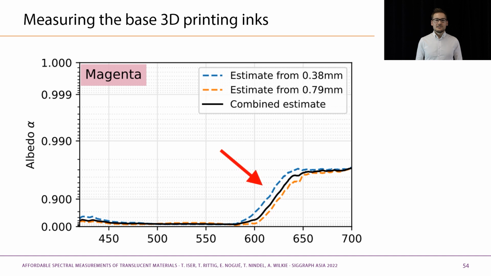As expected, it increases towards the red wavelength. To improve accuracy, we measured 2 samples of different thicknesses and combined them into a final estimate represented by the black curve. Now let's see how we verified the accuracy of our results.